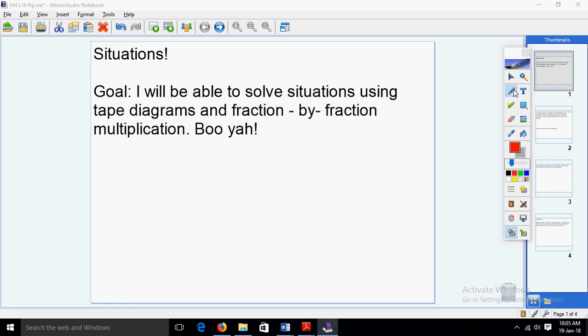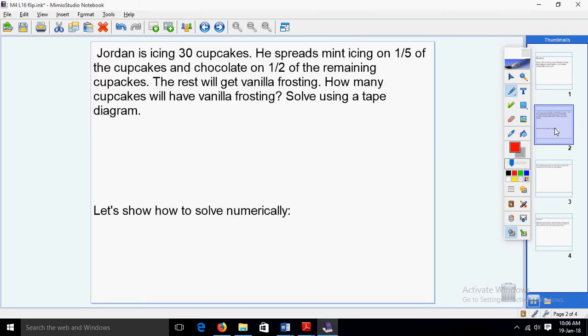All right, so we are going to look at situations today. This is lesson 16. Now, usually we'll do situations as partners, but we're going to look at tape diagrams that are a little bit different today. So I'm going to show you a couple, and then you'll still come to class and do your problem sets. So, yeah, situations, booyah.